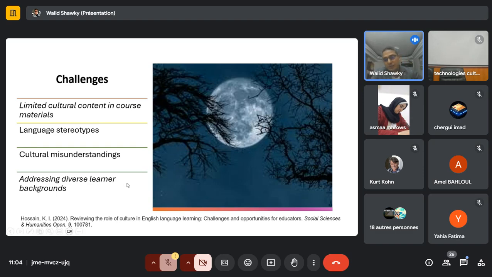Addressing diverse learners' backgrounds. You will be lucky as a teacher if you have a class with students from different parts of the world, because everybody comes with a rich cultural heritage that they can bring to the classroom to discuss and help other students. In Oman, for example, where I work, we have students from Africa, India, Pakistan, and many different parts of the world.